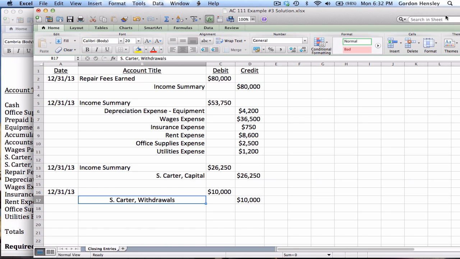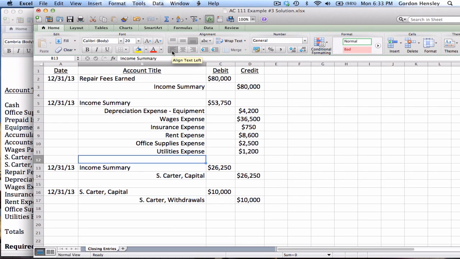So I will actually credit S. Carter Withdrawals. And what does that get closed to? It gets closed to capital. So that's going to be the debit. So that completes the 4 closing journal entries. And remember, you always do revenue first, then expenses, then income summary, then withdrawals.